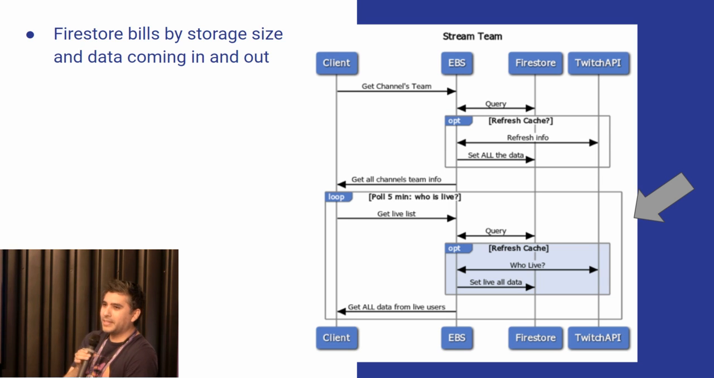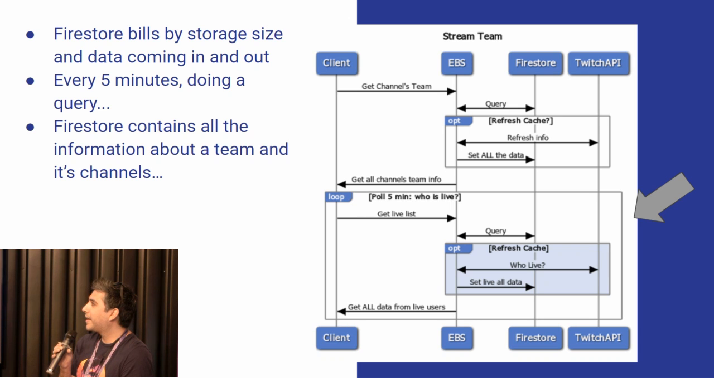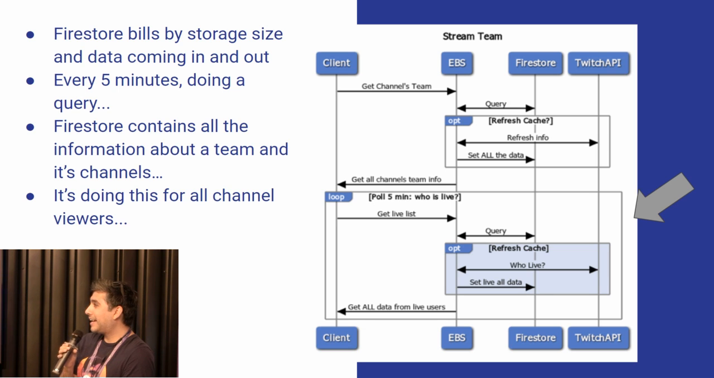So one thing you have to know about using databases as a service, not like Postgres or anything like that, is that they bill by the size of the storage and data coming in and out. I'm doing polling every 5 minutes during a query. Firestore contains a lot of information about the users and the teams. And I'm doing this for every single channel viewer. There are thousands of viewers in a channel.